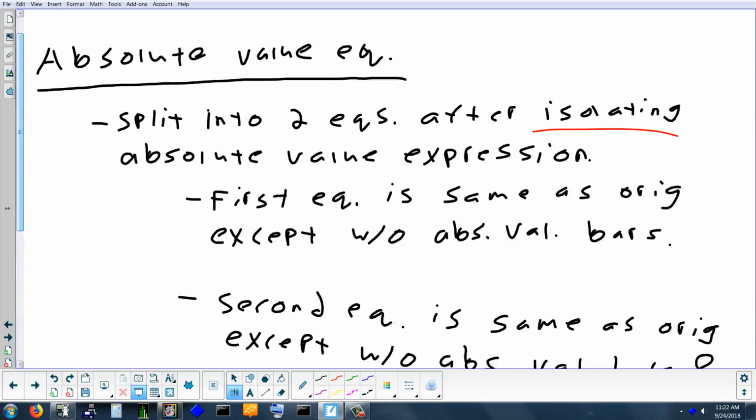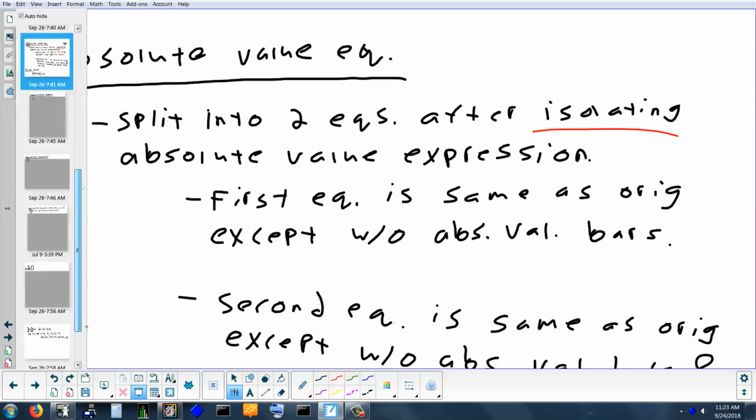The first problem is the same as the original. You literally just erase the absolute value bars. That's it. So the first one is the same as the original. We just take out the absolute value bars.